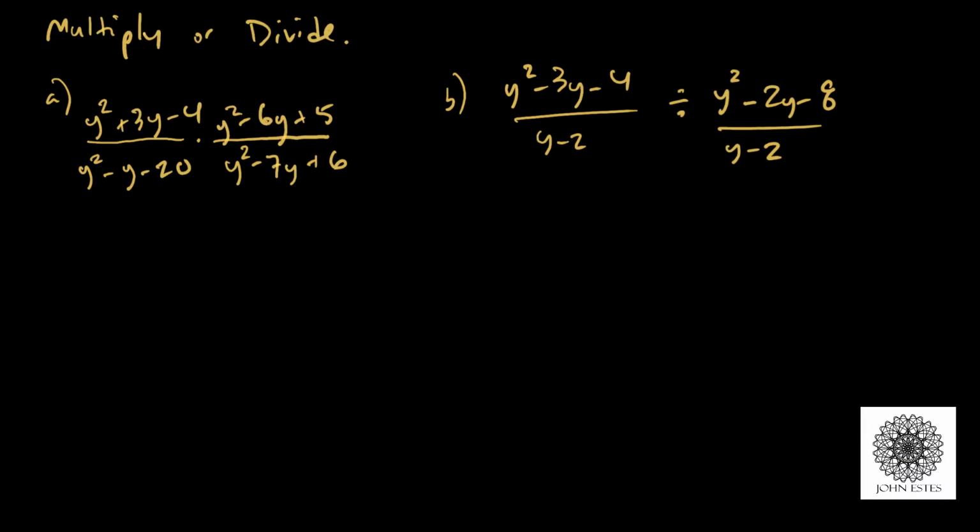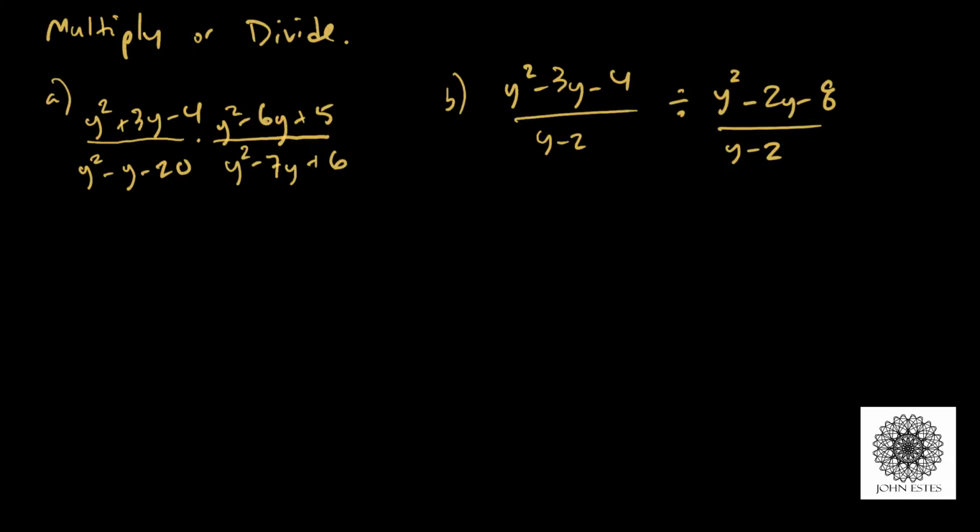I have a couple of examples of rational expressions that I want to multiply or divide. So for part A, you see I have y squared plus 3y minus 4 over y squared minus y minus 20, times y squared minus 6y plus 5 over y squared minus 7y plus 6. And that sounds like a lot. I don't want to have to FOIL out all of these quadratics together. So I think what I should do is factor everything and see if some stuff cancels out, and then deal with what's left.